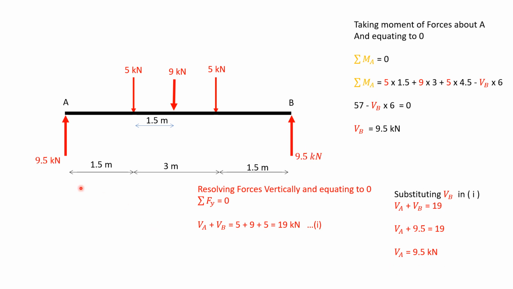Finally, writing the reactions at A and B. The reaction at A will be 9.5 kilonewtons, and the reaction at B will be 9.5 kilonewtons.